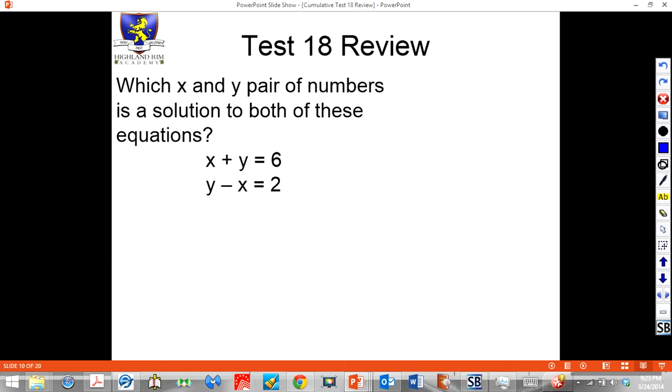Okay, so now we have a set of equations here, and we try to find the solution to the set of both of these equations. Now we can do this by graphing it, and you know how to do that. You make x 0, when x is 0, y is 6, and when y is 0, x is 6, and you can draw that line. Then you set the other equation: when y is 0, x is negative 2, when x is 0, y is 2, and you can draw that line, and the intersection is going to give you the answer.